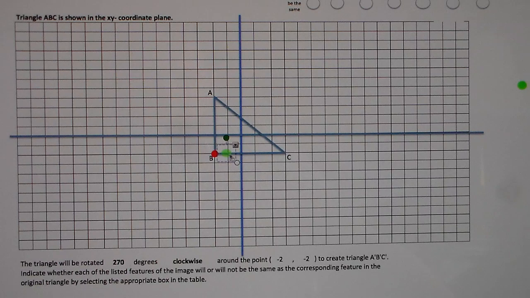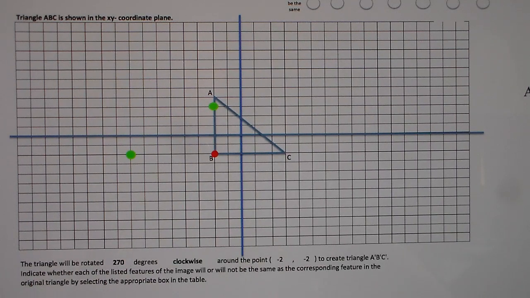So if we're going to the right, 1, 2, 3, 4, 5. That means we got to go up 5. 1, 2, 3, 4, 5. That would be my C prime. Now A is going up. If we're going to rotate that 270 degrees clockwise, so we start up here and we rotate it 270 degrees, we're going to wind up going left. So how much left? 1, 2, 3, 4, 5, 6. So 1, 2, 3, 4, 5, 6. And that's the location of my A prime.